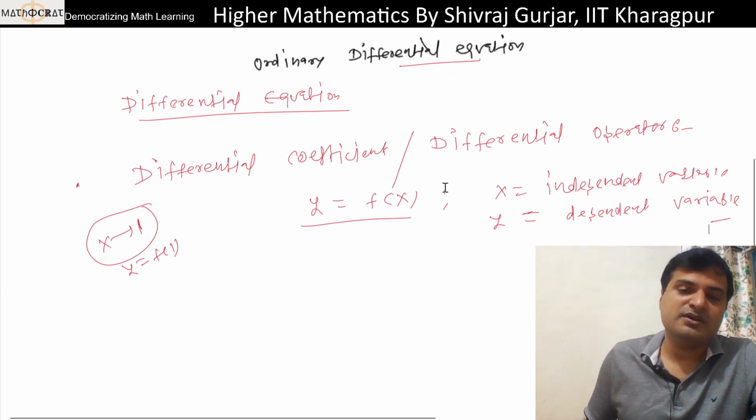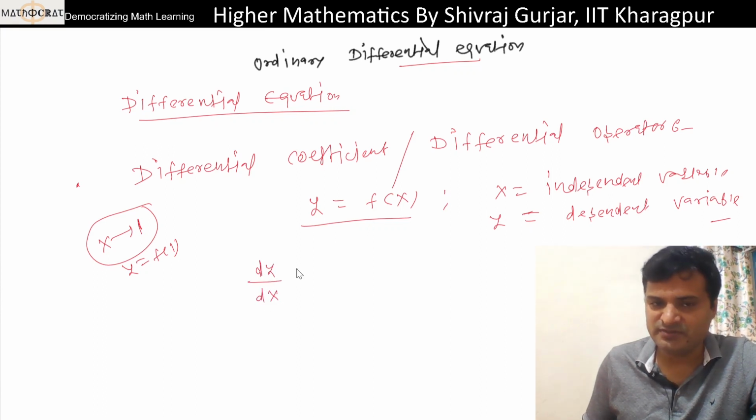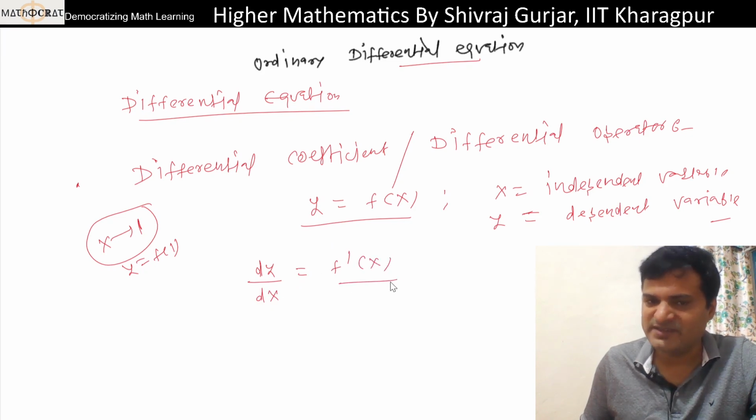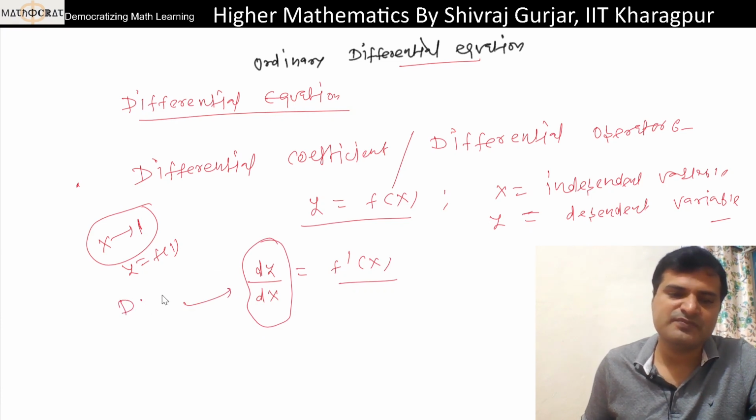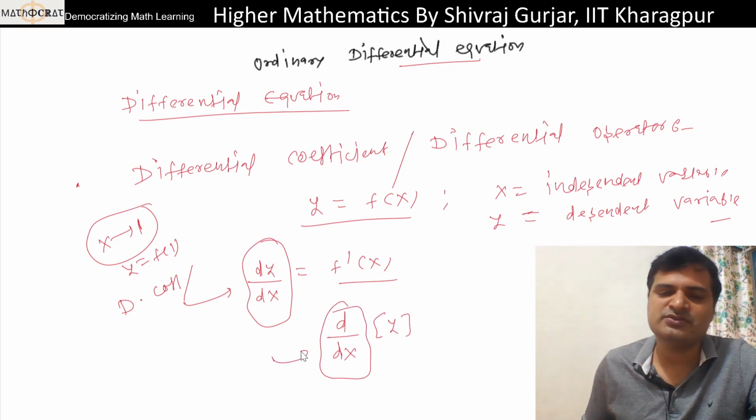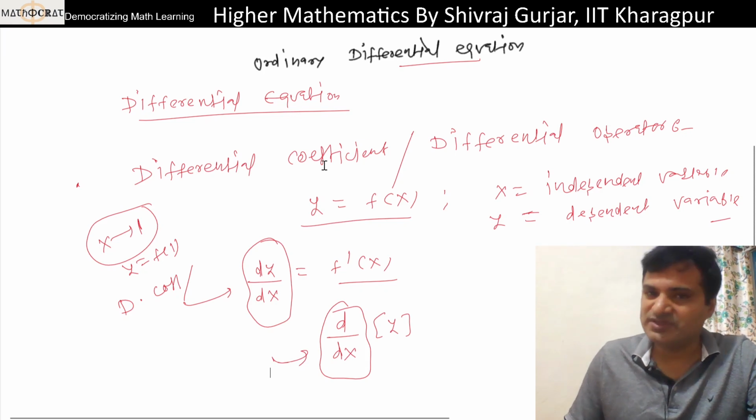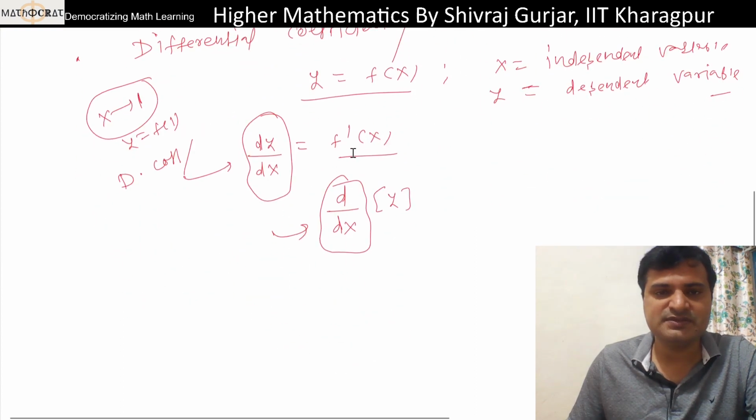Now, if we differentiate this dependent variable with respect to the independent variable, we also denote this by f dash x. So this differentiation is known as differential coefficient or differential operator. This is simply d over dx, which we have applied over y. So this d over dx part is known as differential coefficient or differential operator. Okay, so this is one thing.